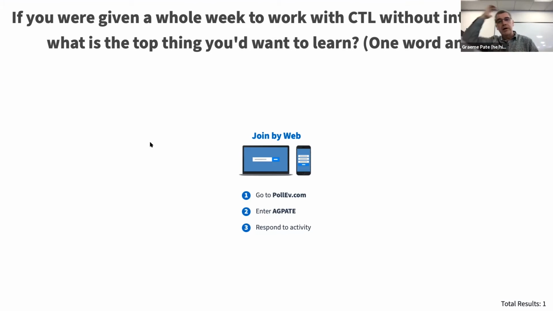We've gone off somewhere to get a bite to eat, and we're just going to be on our own in a quiet room for a whole week. What would you want to learn? So a word cloud allows you to write one or two word answers, and the more a word is repeated, the larger the word becomes and the more prominent. So feel free to give that a go.